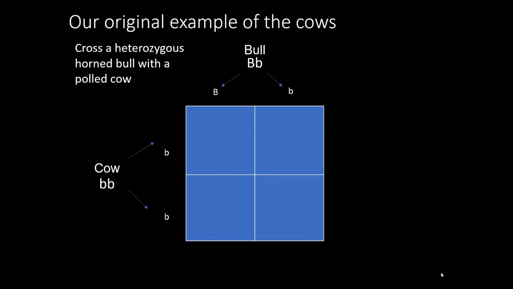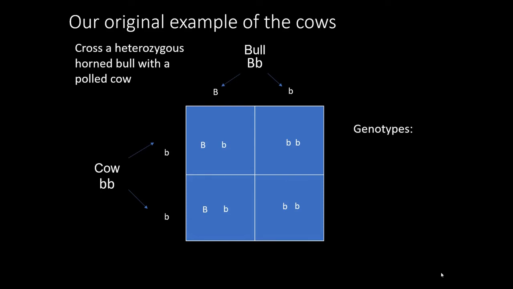The next step that we want to do is distribute the alleles. You'll notice first that I tend to do the columns. So my big B is going to go down the column. Then my little b will go down the other column. Then I do the rows. So I'll have my little b's going across the first row and my little b's going across the second row. This gives us four different combinations that we can have of all of the alleles.